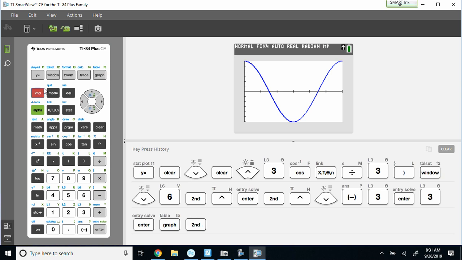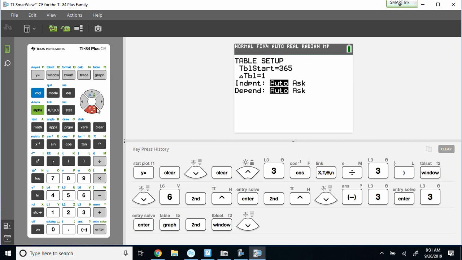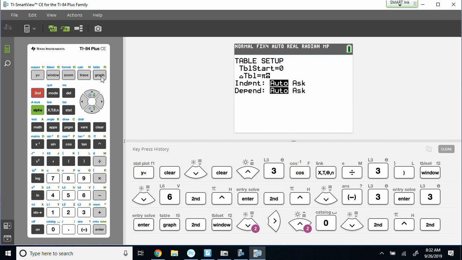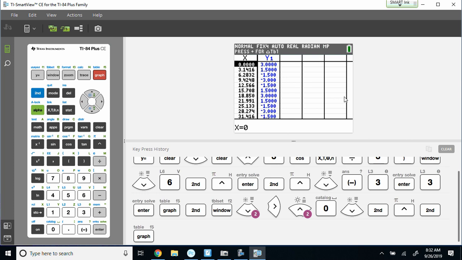Let me make sure that I've got my table set. I want my table set to start at 0, and then I want it to step. That means my x values in my table are going to change by pi. Would that be okay? And then if I look at it, voila. Everything's there, is it not? Zero is 3, pi came out to be 1.5. 2 pi came out to be what? Negative 1.5. 3 pi? How about that?